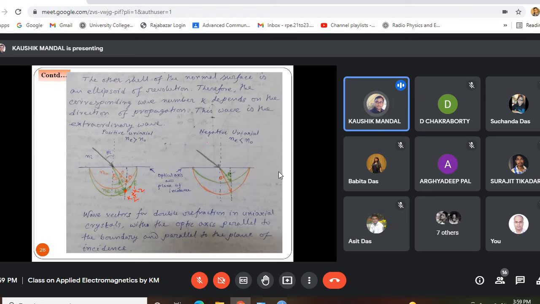The same thing in case of a negative uniaxial crystal. Negative uniaxial crystal means ne is less than no. Ne is less than no means the ellipsoid will be within the sphere. The ellipsoidal shell will be within the sphere shell. Outer one is the sphere. So whatever your direction of refracted wave, no is constant because it is facing the same k value. So in that case, ni sin theta i will be equal to no sin theta o. This particular wave will follow Snell's law, but this extraordinary wave or ray will not follow Snell's law.